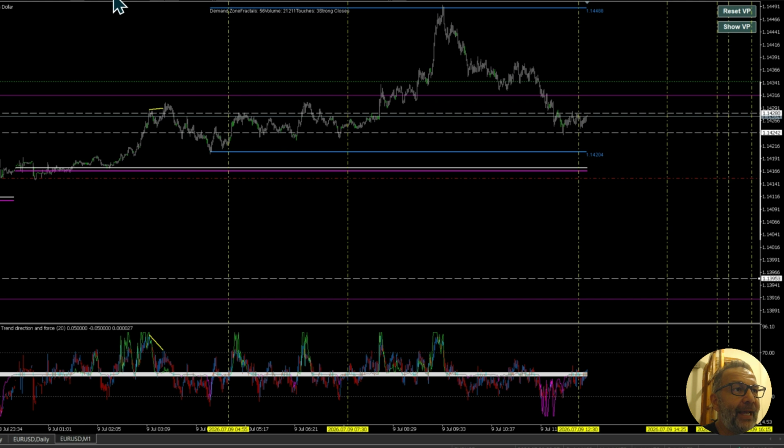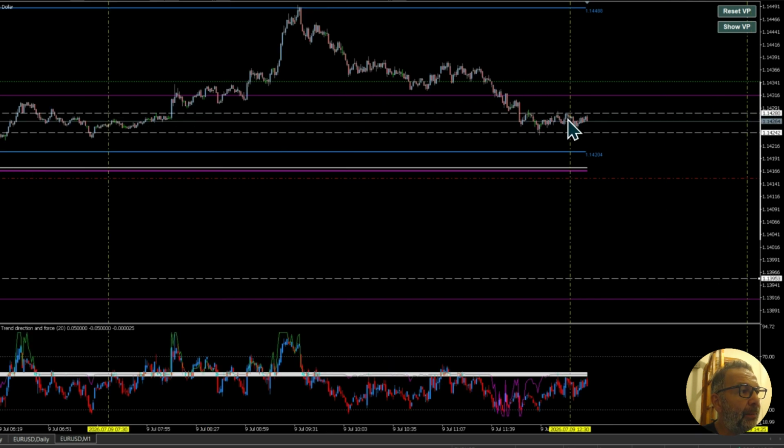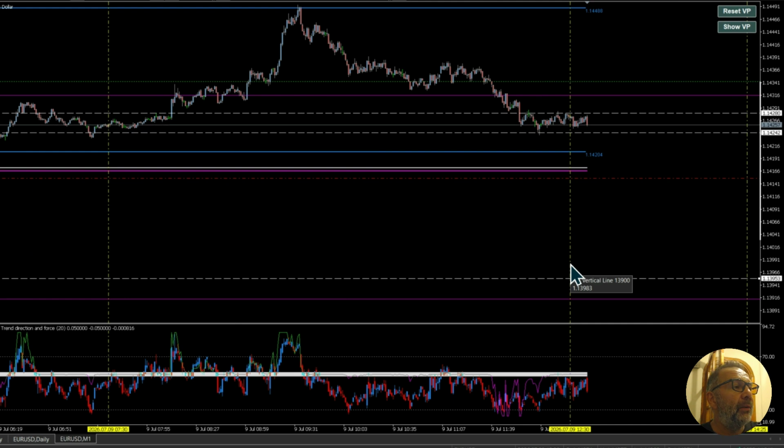I'm going to leave it as it is. We just entered here about 10 minutes ago. We'll see how it goes, but with situations like this, you can keep a tight stop loss, and you could also increase your hit rate, and if it doesn't go in your direction, you've got a really tight stop loss.